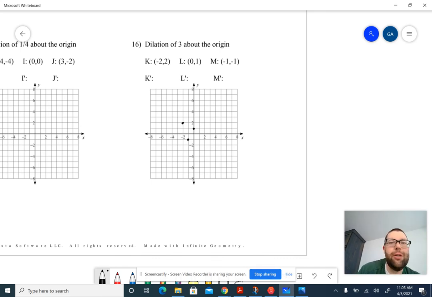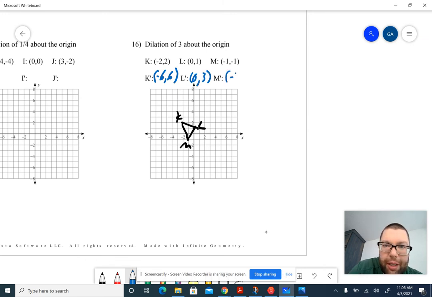Okay, and it wants me to dilate that by 3. Let's connect these. So that's K, that's L, that's M. Okay, dilate it by 3. So I'm going to multiply these numbers by 3. So that would be -6 and 6. That would be 0 and 3. And that would be -3 and -3. So my new shape, K would be -6, 6.